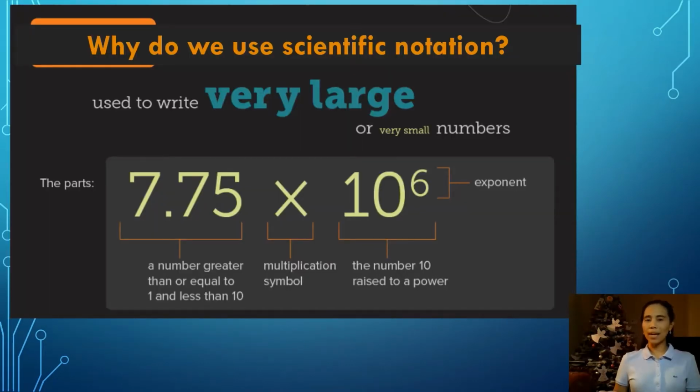Again, why do we use scientific notation? This is to write very large numbers or very small numbers. And remember, there are some parts of a scientific notation. The first part is a number greater than or equal to 1 but less than 10. And we have this multiplication symbol and the number 10 raised to a power, and then the exponent. So I hope you will remember those parts as we go along.